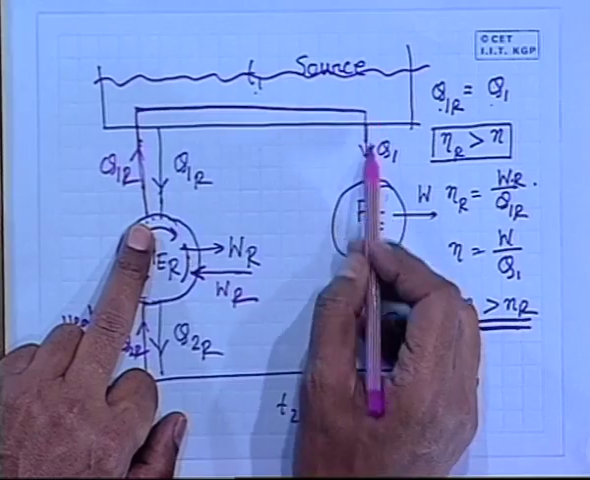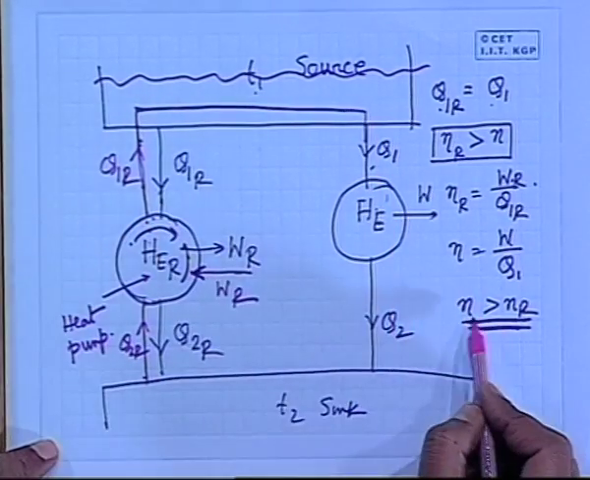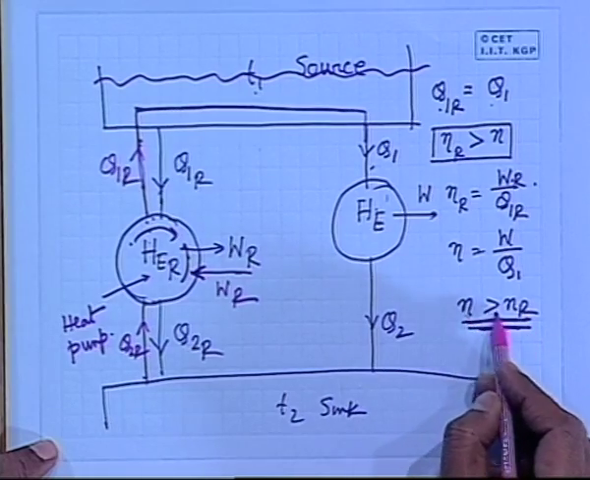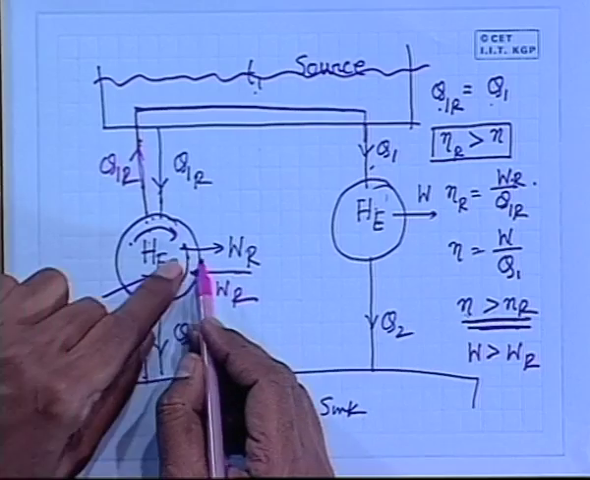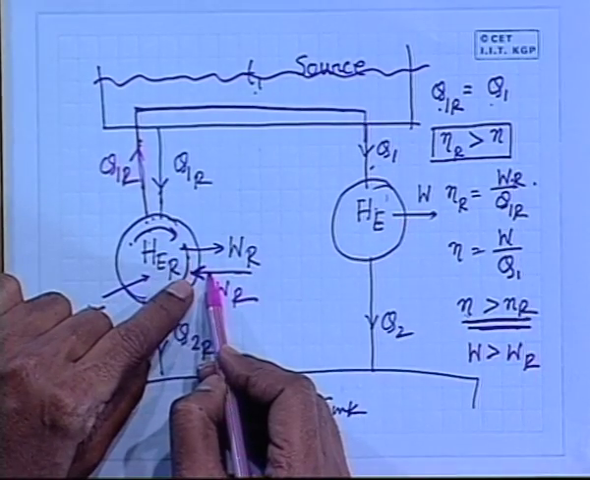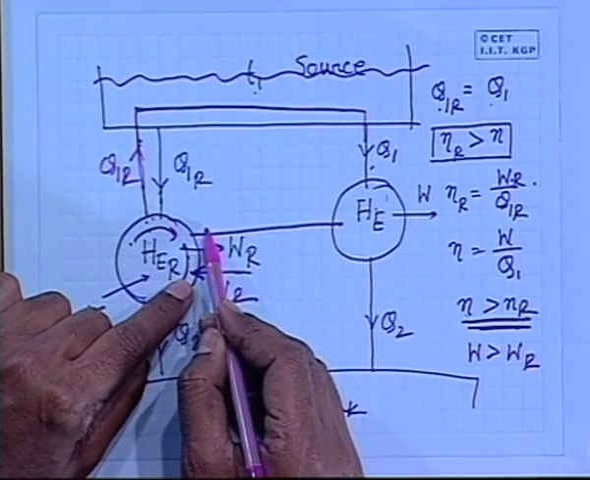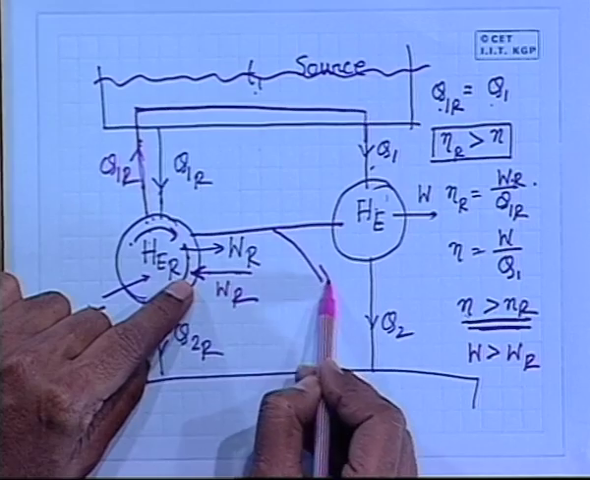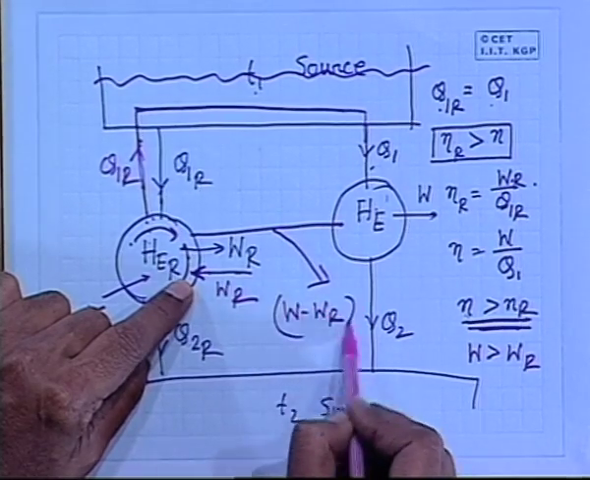Where the high temperature reservoir heat will be given. And since I have assumed eta is greater than eta r, meaning W is greater than W r, I am getting work which is more than this requirement. That means I can link this, and I still get an additional amount of work, W minus W r.